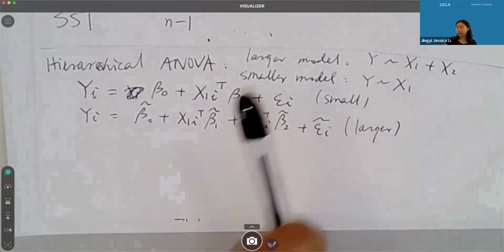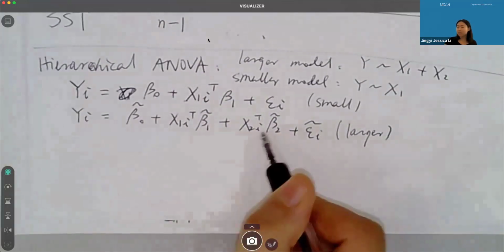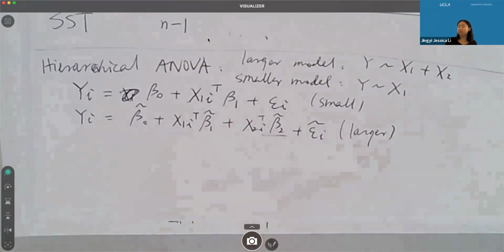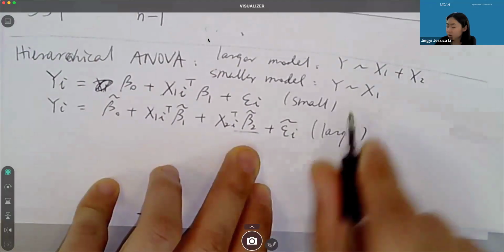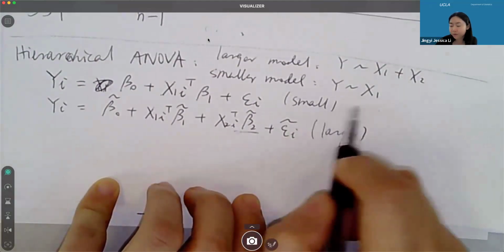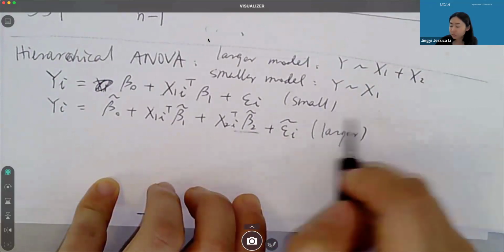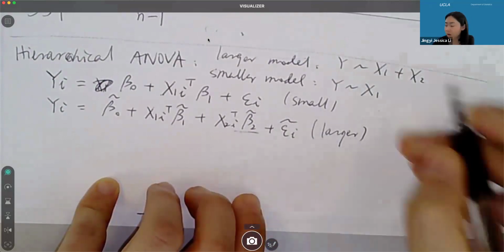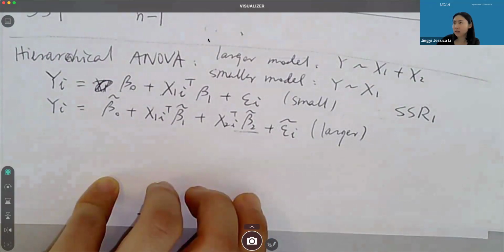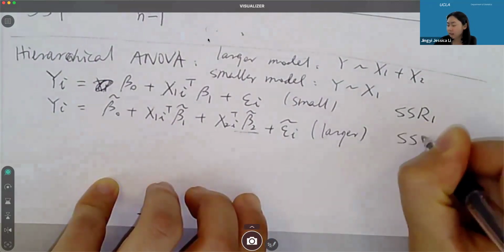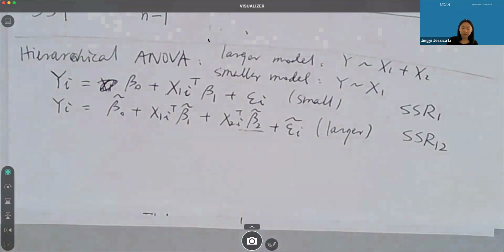That's the thing. So hierarchical ANOVA is basically helping us decide whether this beta 2 tilde is 0 or not. So that's the problem the Wald test is trying to solve as well, or the likelihood ratio test. Okay, so in this case, we would call the variance explained by the first model, with x1 as the covariate only, SSR sub 1 for the x1's explanation. And we call this SSR 1, 2, which means that we include both x1 and x2.